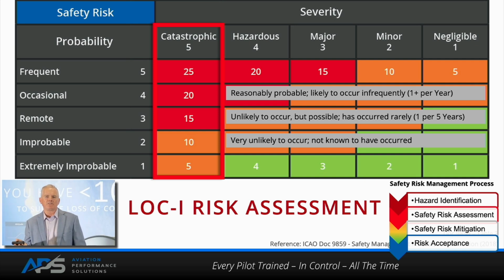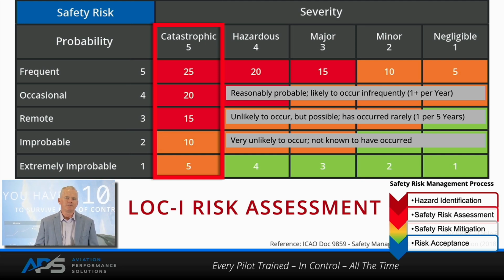Under remote, it's defined as unlikely to occur but possible, has occurred rarely, 1 per 5 times per year. Now, that is sounding more like it. If we remember back to the statistics we looked at a few videos ago, business aviation, for example, in the United States, over the 10-year period we looked at, had 20 fatal loss of control in flight accidents. So it's certainly this. Let's go to the occasional level.